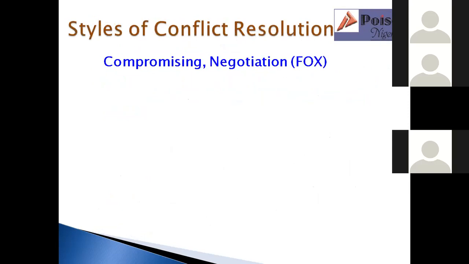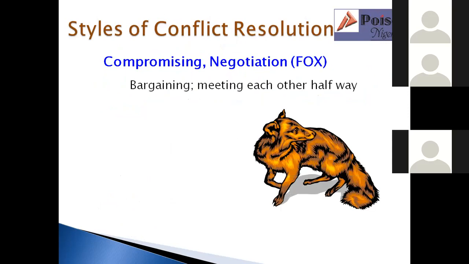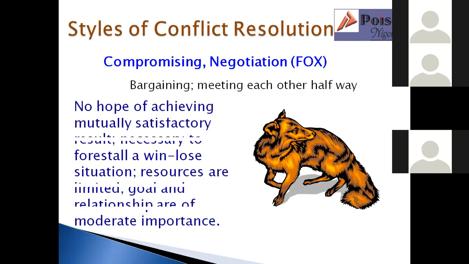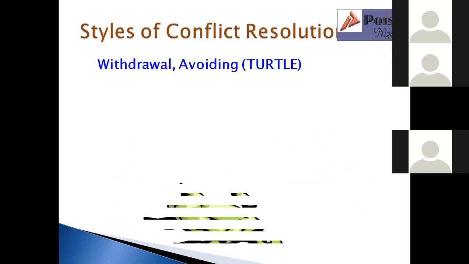And then we have the compromising, or what we call the negotiation style. You are referred to as the fox. You are good at bargaining. You meet each other halfway. You can compromise a little here, a little there. This party drops a little, the other party drops a little. However, when you compromise too much, there's no hope of achieving satisfactory results, because it's always like a win-lose situation, especially when it comes to scarce resources in the workplace. So we should know when to compromise and when not to compromise in the workplace.